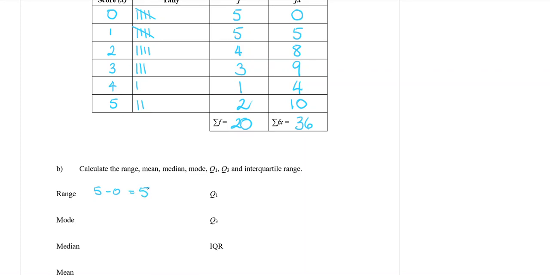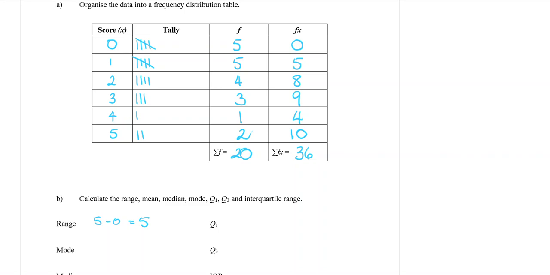The mode is the score that happens the most. We can look at our frequencies here to see these ones both happen 5 times each. That one only happened once, that happened twice. Those ones which had a score of 0 and 1 would both be the mode. So it would be 0 and 1, because both of them happened 5 times, which was the most number of times of all of the scores.